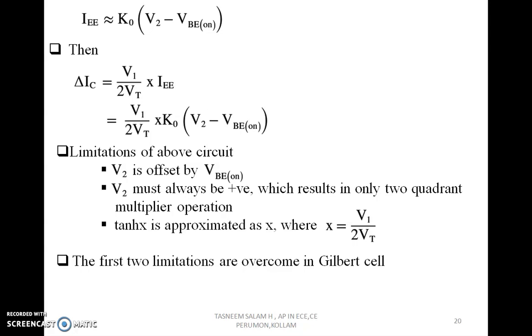We know there are four quadrants in which V1 and V2 can be positive, one can be negative, the other can be negative, and both be negative. So in this particular multiplier, only two cases are possible. That is, V1 can be positive and negative, and V2 can only be positive. Therefore, it can occupy just two quadrants.